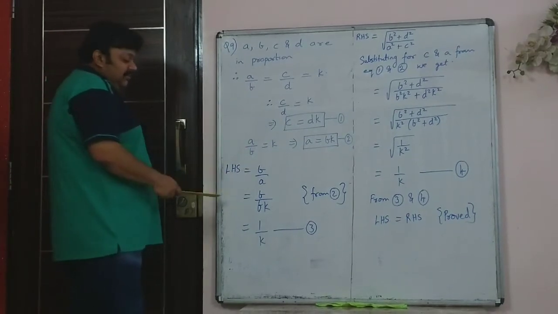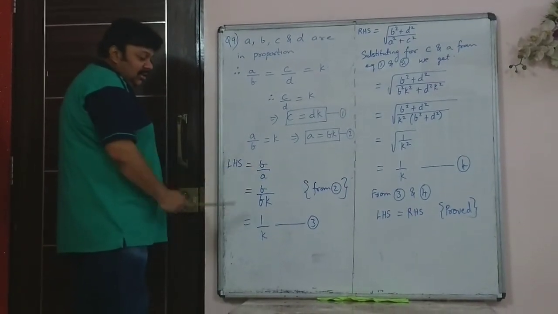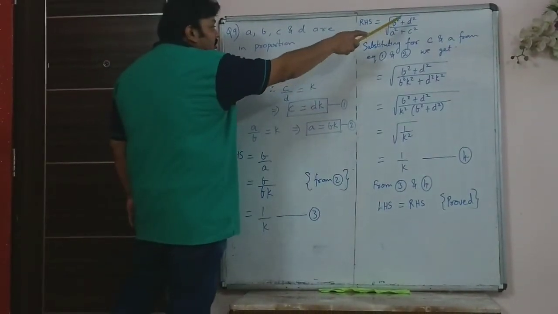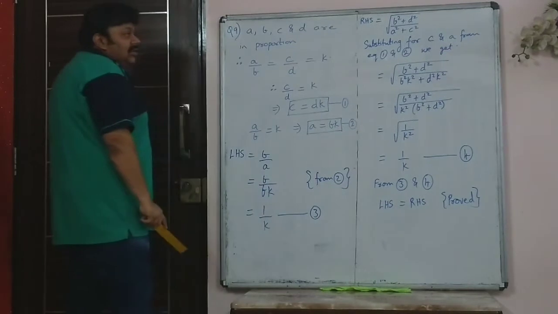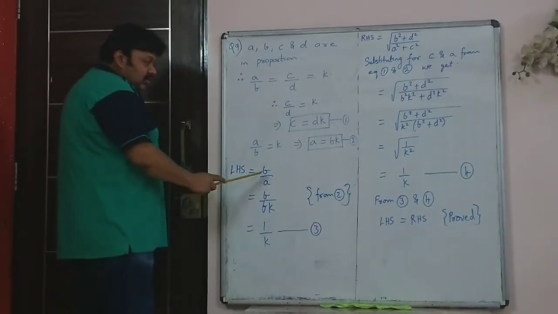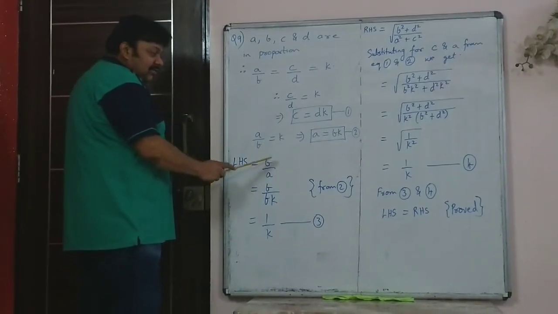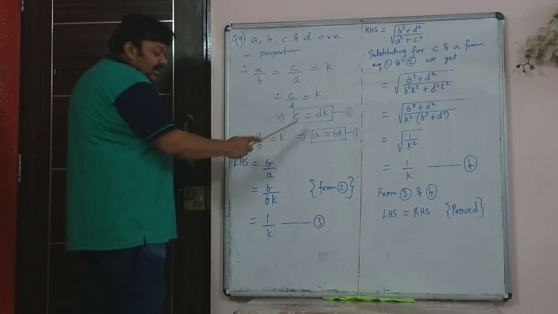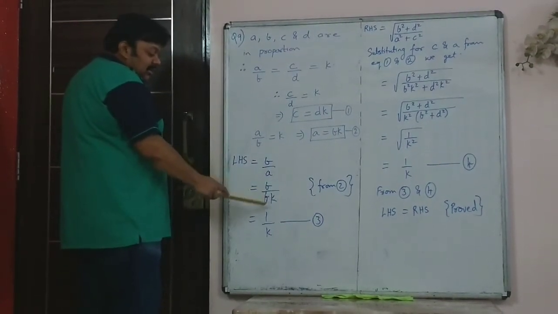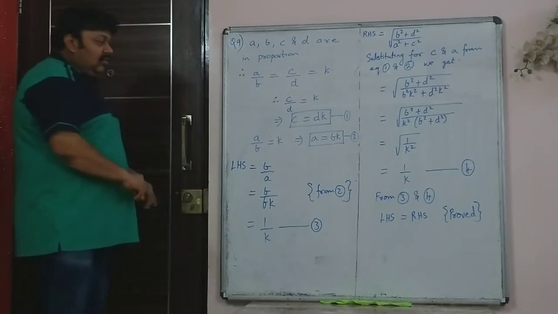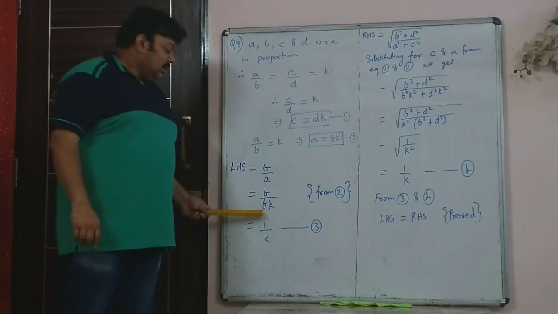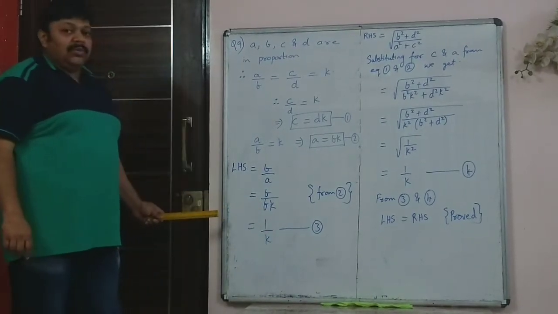So the left hand side of the expression is B upon A. And you need to prove the left hand side is equal to the right hand side, which is root of B squared plus D squared upon A squared plus C squared. So we are taking the left hand side separately. Here B remains as it is because we are going to substitute only for A and C. So instead of A, I write BK. So B and B get cut, it becomes 1 upon K. From equation 2, we got A is equal to BK. So we got left hand side is 1 upon K.